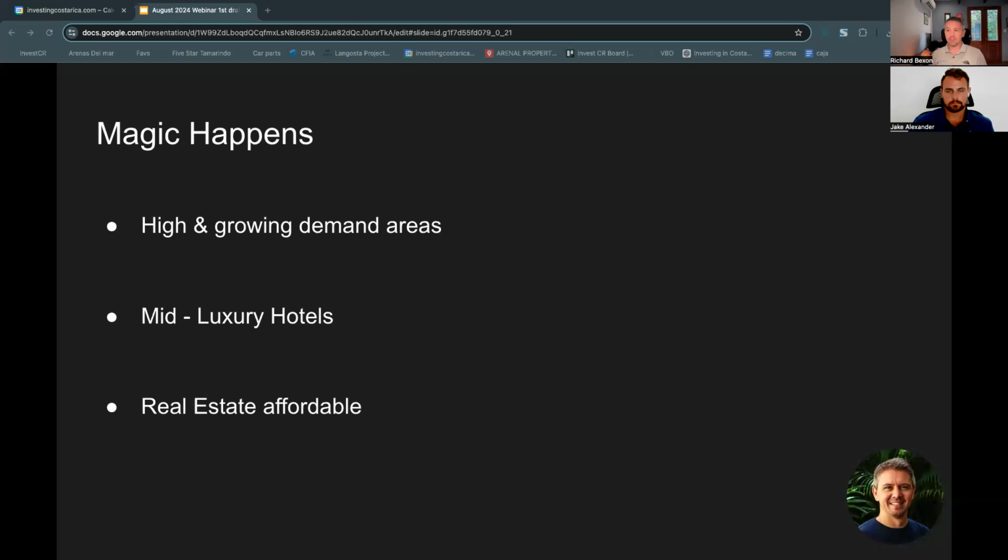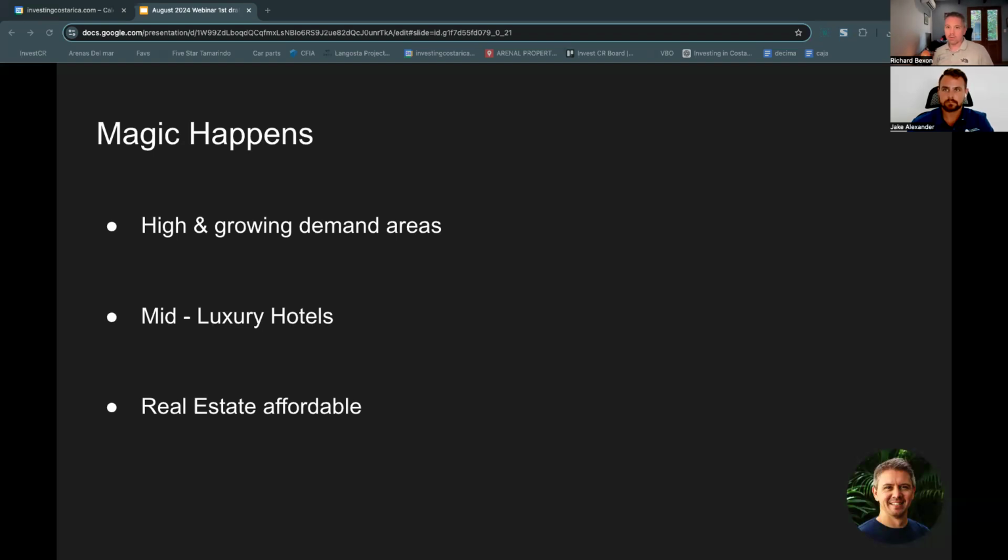And also find places where real estate is affordable. As you said, Jake, occupancy and ADR numbers in Santa Teresa look great, but once you put in the cost of buying there, the numbers just don't work. So we're always looking for those high or growing demand areas. But it depends on your investment thesis or your investment appetite. If you want to take a risk, you can do that on maybe an area, I'm going to pull one out, Avellanas here.